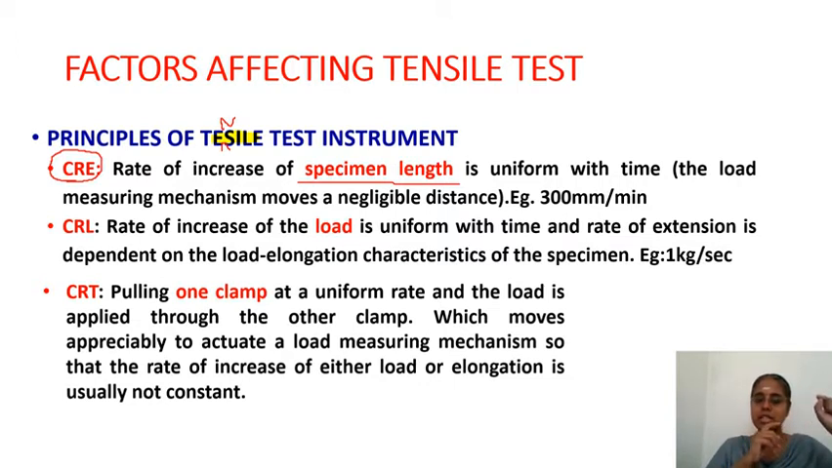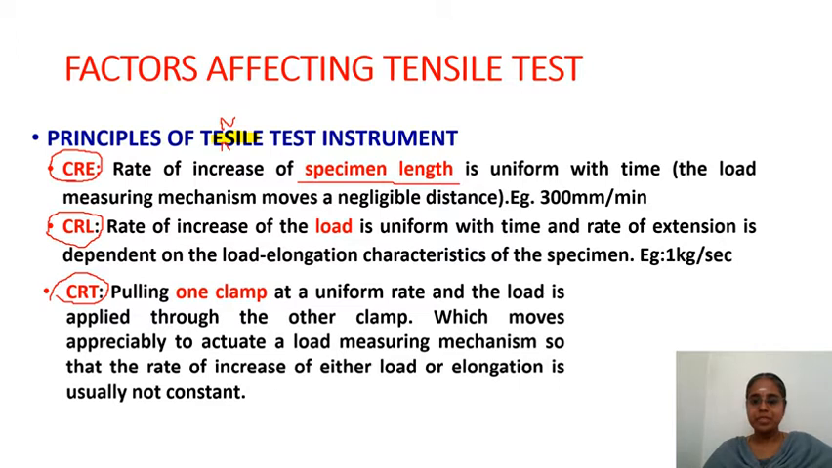In the first one, CRE, the rate of extension of the sample is maintained constant. In the second type, CRL, the rate of loading the sample is maintained constant. Whereas here, neither constant rate of extension is maintained nor constant rate of loading. You don't have both. Just the bottom jaw moves at a constant rate. So that is called the CRT principle. These are the three principles behind which a tensile testing instrument works.